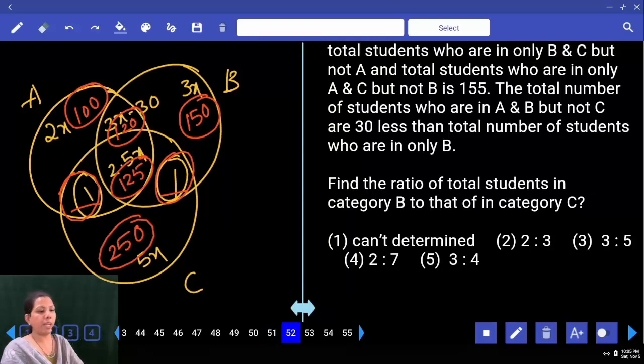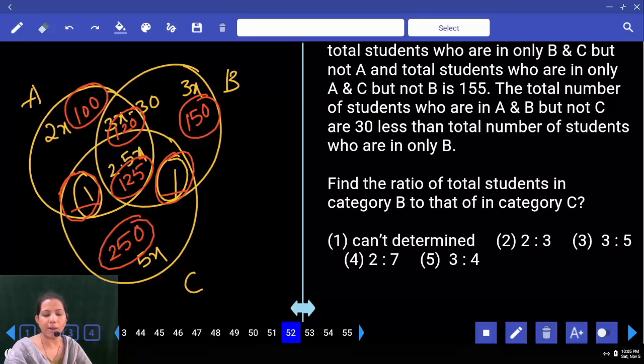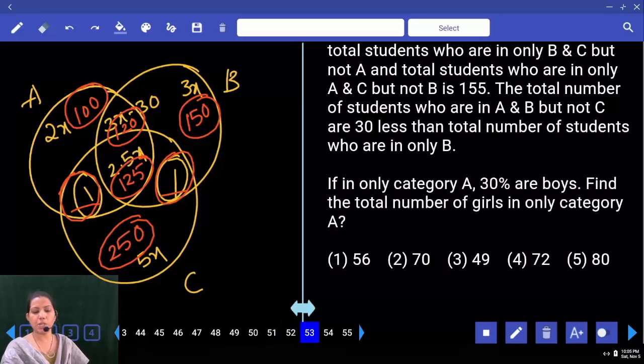Next question number 52. Find the ratio of the total students in category B to the category C. We can't find B alone, because sum is equal to 155, but we don't know the individual values of B and C together. As we can't find that, the answer is cannot be determined. First option. Next question number 53.